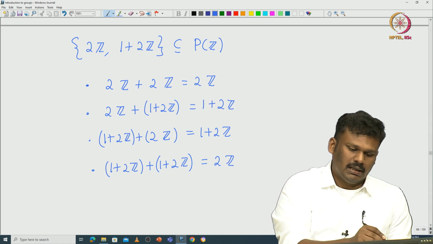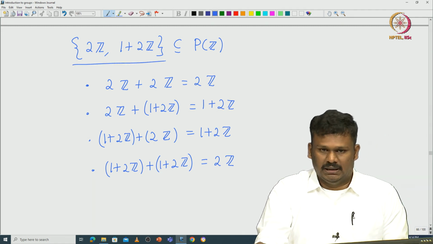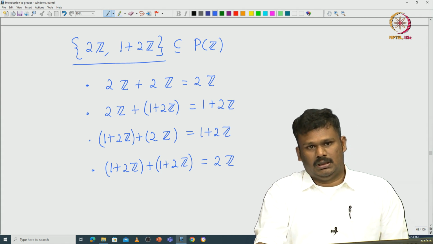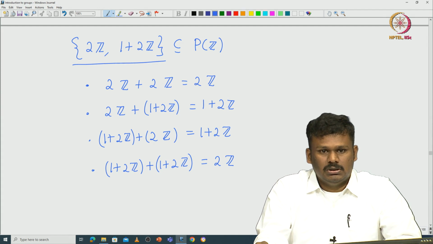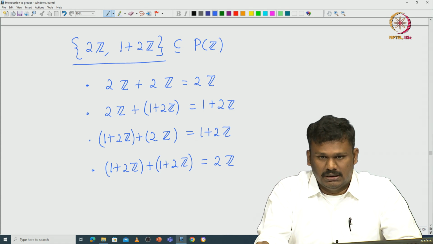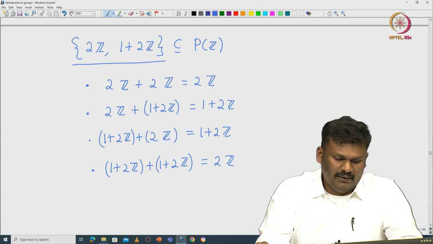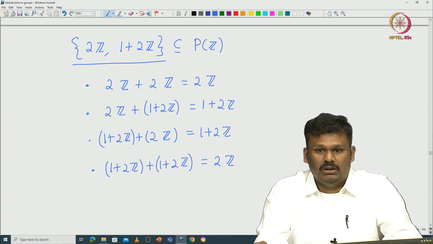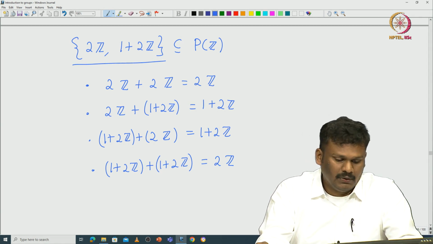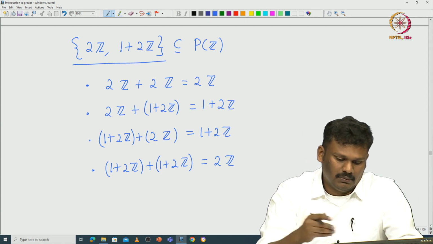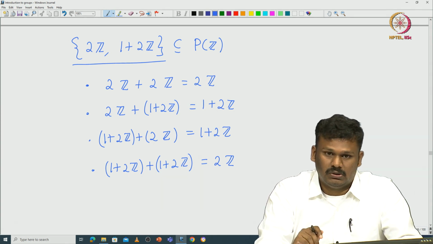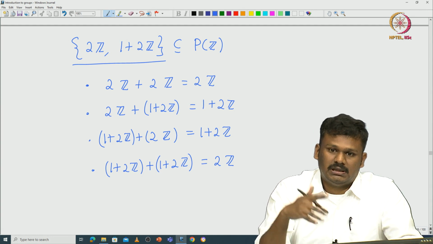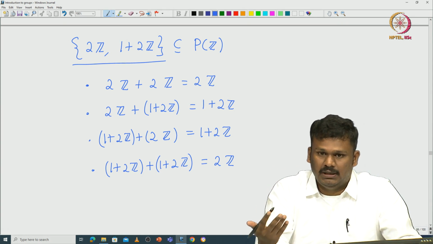So, if you take this set and treat 2Z and 1 plus 2Z as elements of that set, then induced from the addition that you already have in the integers, you have some well defined addition between these two elements. So, like you can add them and so on: 2Z plus 2Z makes sense, 2Z plus 1 plus 2Z makes sense and so on. This is the abstraction that you are supposed to appreciate.